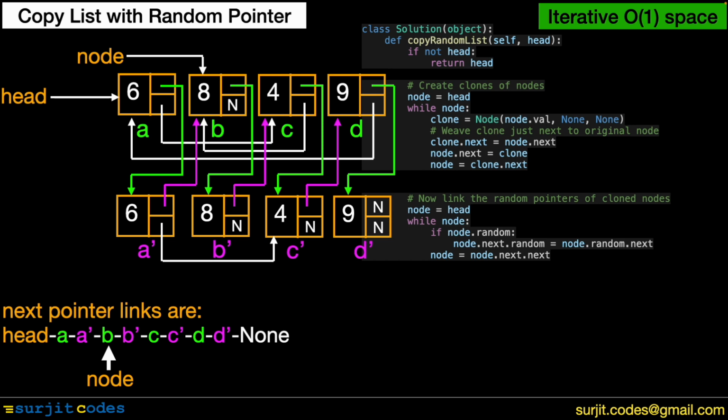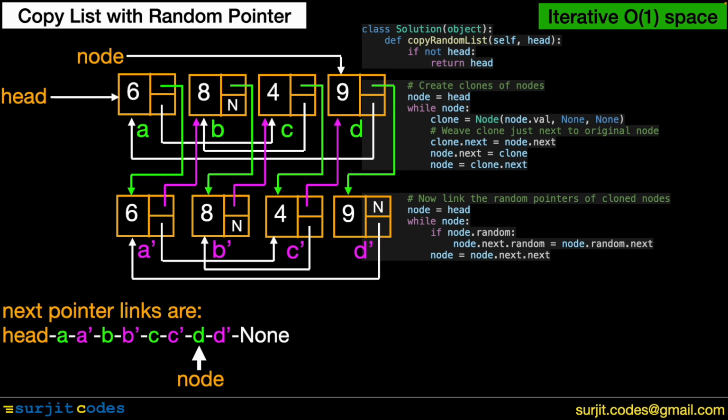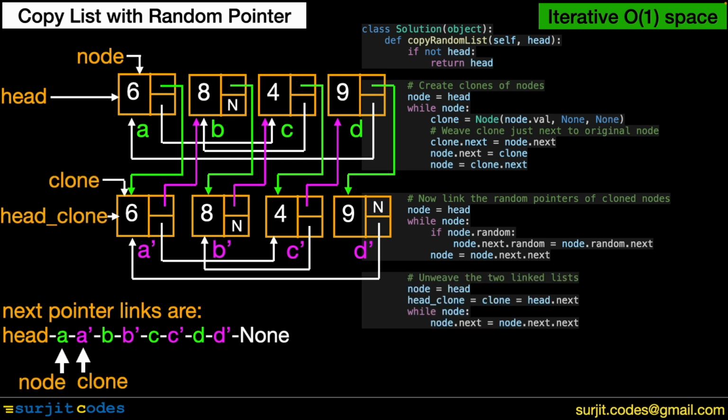In this iteration, node random is none, so there is no change in pointers and node shifts to C. In the third iteration, we fix the random pointer of third cloned node and node shifts to D. In this iteration, last random pointer is fixed. After this, node becomes none and loop terminates. In the third loop, we unweave the nodes to get two separate linked lists by restoring their next pointers.